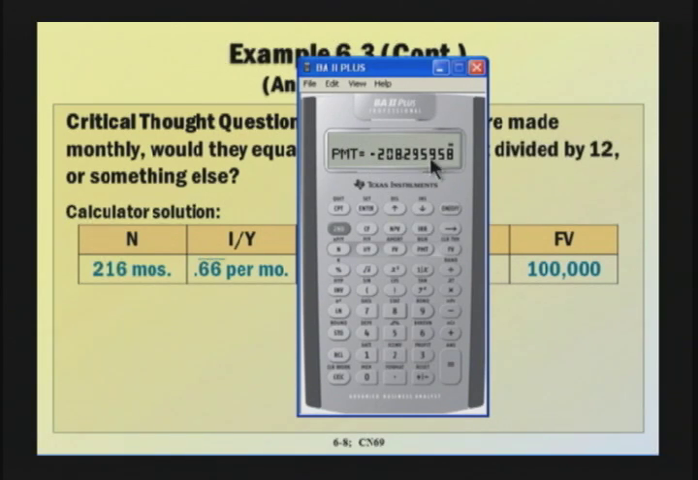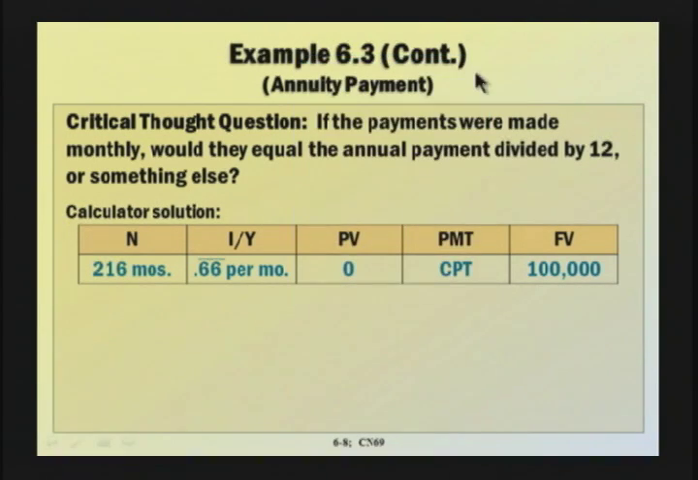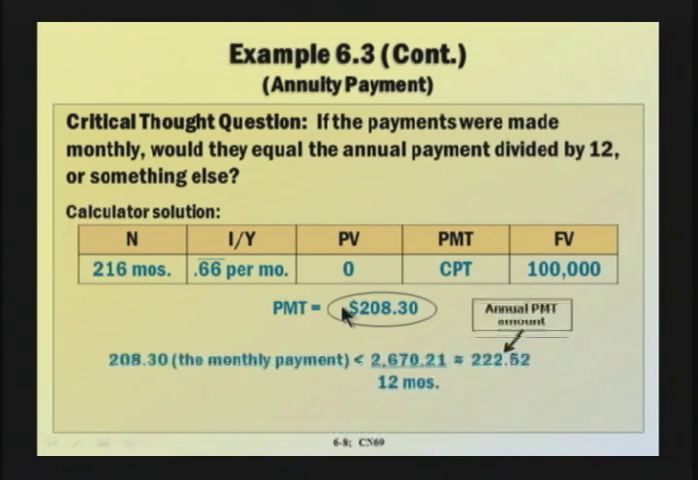I have to pay out $208.30 each month for the next 216 months, or over the course of 18 years on a monthly basis. So that $208.30 with a minus sign in front of it means I pay that out. Now, that $2670.21 was our annual payment. If I just divided that by 12, I would kind of have the idea that I would have to invest $222 each month over the next 18 years.